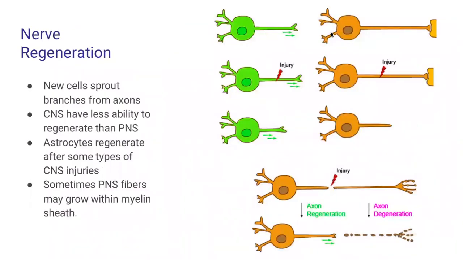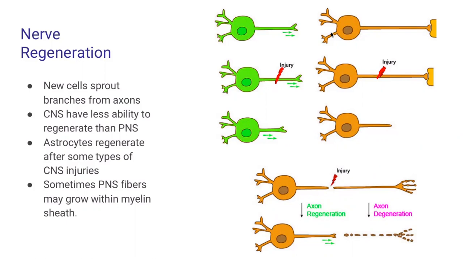Okay, lastly, I want to talk about nerve regeneration. This is occurring when new cells are going to sprout from the branches of axons. So let's say you have an injury to the axon. What's going to happen is the axon is going to regenerate, and the part that was cut off is going to degenerate. Now, the neurons found in the central nervous system have less ability to regenerate than the ones in the peripheral nervous system. They're definitely not as capable of regeneration as the rest of your body cells.